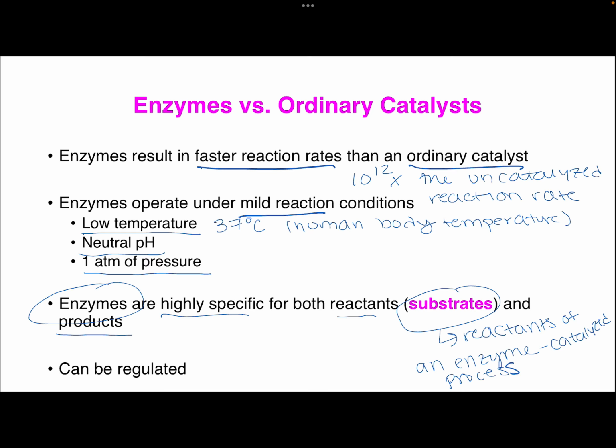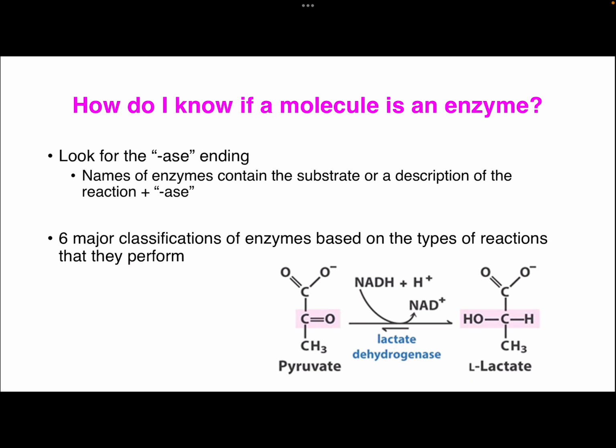The other really unique thing about enzymes is that they can be regulated by other substances that aren't involved in the reaction. Okay, so that's a bit about why enzymes are so special, why they're such unique catalysts. So let's dive a little deeper. So first, we need to do a little bit of nomenclature.